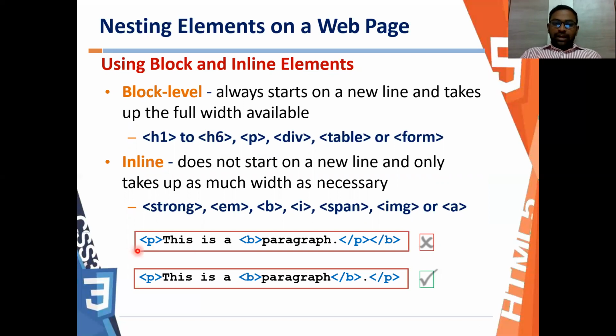Here we have given a paragraph tag and we are writing "this is a paragraph", and we need to bold this particular keyword paragraph. So it is given in between the bold tag, and while closing, first the paragraph tag is closed and then the bold tag is closed. If we put it like this, we will get an error, or we will not get the proper output. So instead of this, it has to follow the particular order.